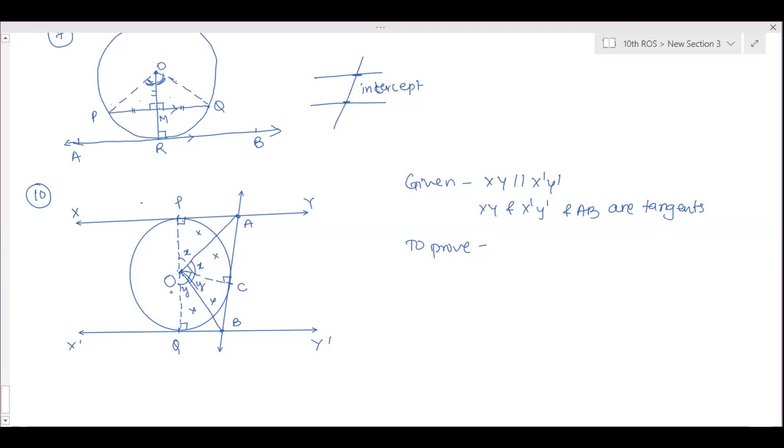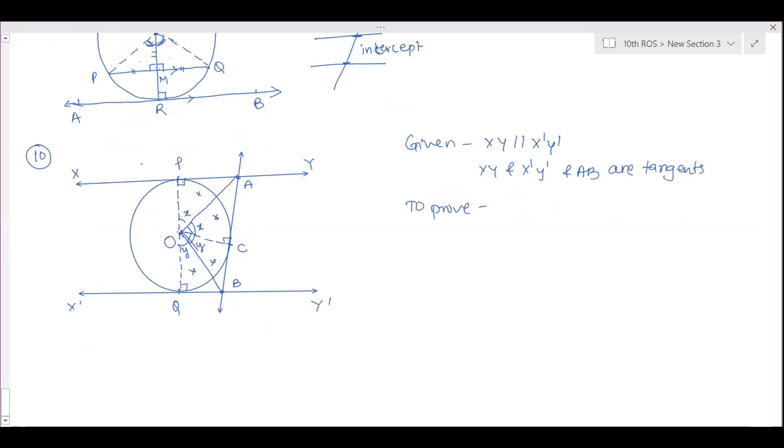Clear? Yes, ma'am. This is an important question and it is from NCERT. To prove angle AOB is equal to 90 degrees. Proof: join OP, OQ, OC. Angle OPA is equal to angle OQB is equal to angle OCA, that is 90 degrees.